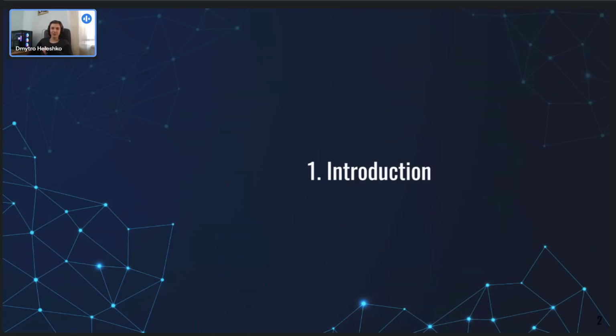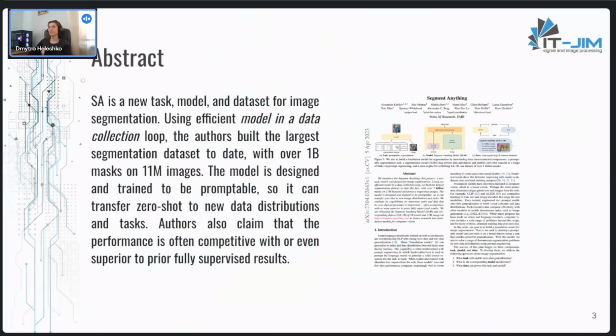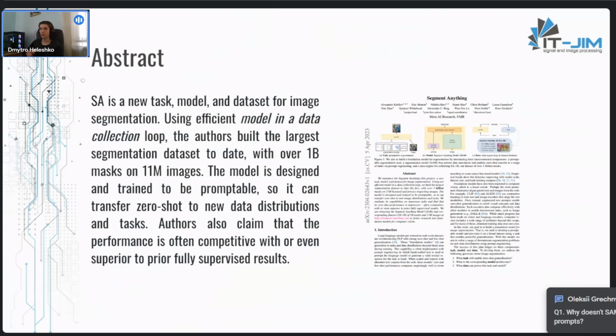Part 1, Introduction. In abstract, Segment Anything is a new task, model, and dataset for image segmentation. Using an efficient model in the data collection loop, the authors built the largest segmentation dataset to date, with over 1 billion masks on 11 million images. The model is designed and trained to be promptable so it can transfer zero-shot to new data distributions and tasks. Authors also claim that the performance is often competitive with or even superior to prior fully supervised results.